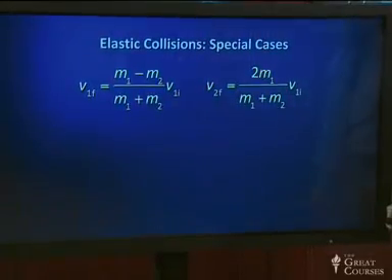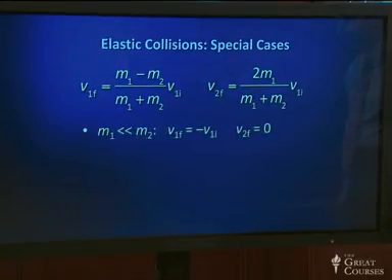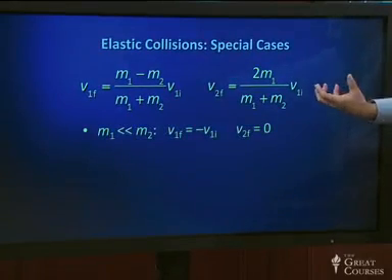So what we would like to do now is to look at some of the implications of that. Let's look at some special cases of those equations, then we'll do a couple of demonstrations that show you what's going on. So here are our two equations we just worked out, not doing all the algebra, but getting from conservation of momentum and conservation of energy. What if the first mass, the incoming mass, is much, much less than the other mass?